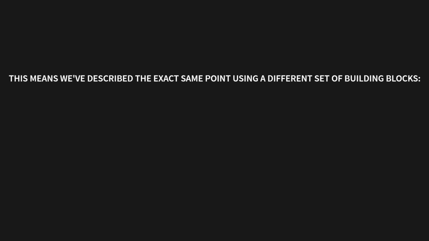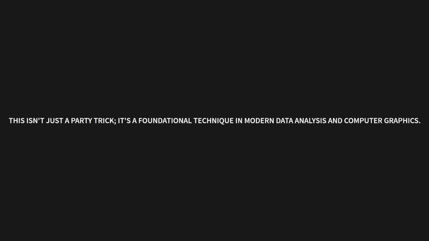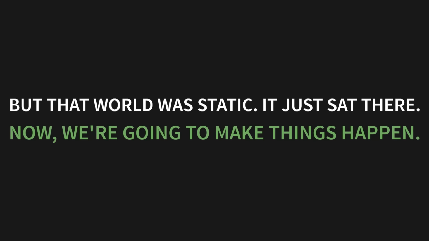This means we've described the exact same point using a different set of building blocks. Our point p is just 1.6 times the vector (1, 2) plus 1.8 times the vector (3, 1). This isn't just a party trick, it's a foundational technique in modern data analysis and computer graphics. We just established the quote-unquote rules of the world our vectors live in. We talked about basis vectors and how they define our grid. But that world was static. It just sat there. Now, we're going to make things happen.